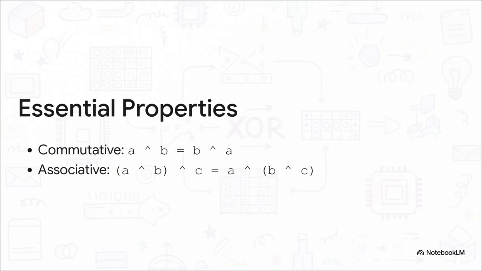Finally, XOR is also commutative and associative. Now, that's just a fancy way of saying the order doesn't matter. You can swap numbers around, you can regroup them in a big long chain, and the final result will be exactly the same. This flexibility is what makes our tricks possible.